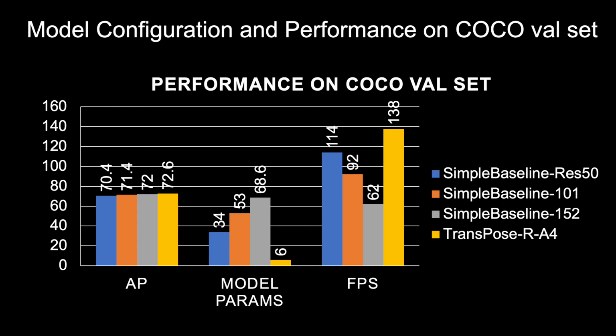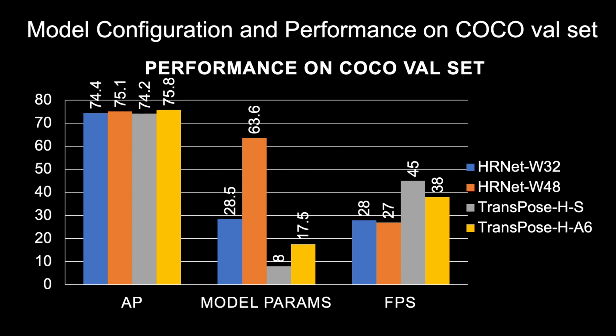The TransPose-R model achieves competitive performances compared with the Simple Baseline ResNet series, with significantly fewer model parameters and faster speed. Also, compared with the HRNet baseline, our model achieves comparable performances with fewer model parameters and faster speeds.